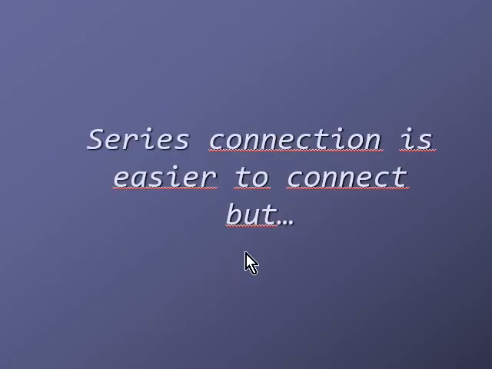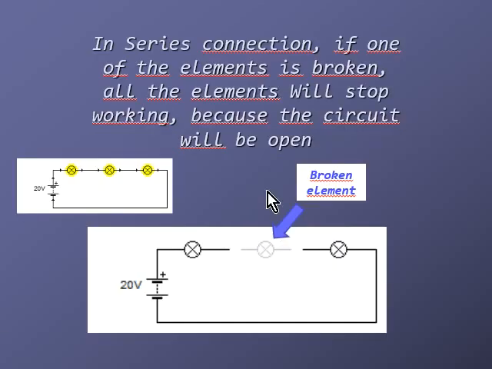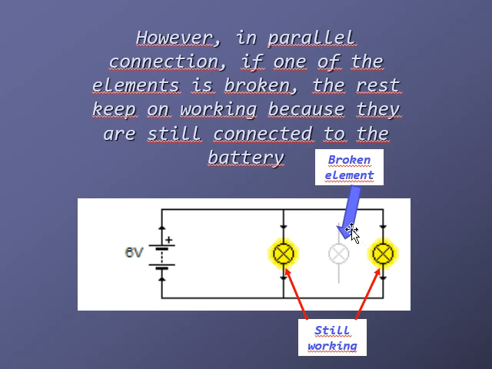As I say, series connection is easier to connect, but we have a problem. The problem is that when we have a broken element or a lamp is blowing out or whatever, the whole circuit stops working. Why? Because the current is interrupted. There is no connection between the other elements and the battery. So this is the main issue with the series connection. However, in parallel connection, if we have a broken element, the other elements will continue working because they remain connected to the battery, as you can see in this circuit.